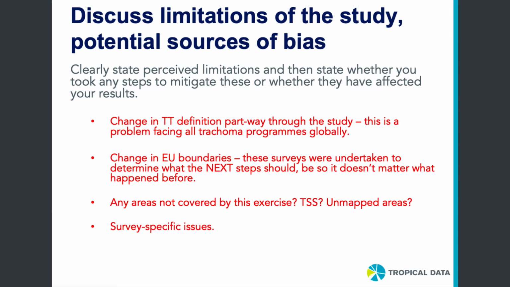Clearly state any perceived limitations and then state whether you took any steps to mitigate this, or whether doing so might have affected your results. This might include change in TT definition partway through the study. This is a problem facing all trachoma programs globally. Change in EU boundaries: these surveys were undertaken to determine what the next steps should be, so it doesn't matter what happened before. Any areas not covered by this exercise, TSS, unmapped areas, survey-specific issues.